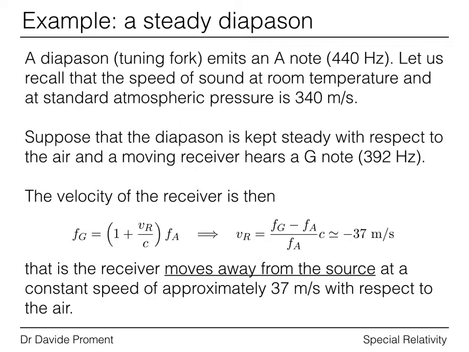Finally, we considered an example where an oscillating tuning fork, kept steady with respect to the medium, emits an A note. Assuming that the receiver perceives a G note instead, we computed its speed and direction with respect to the medium.